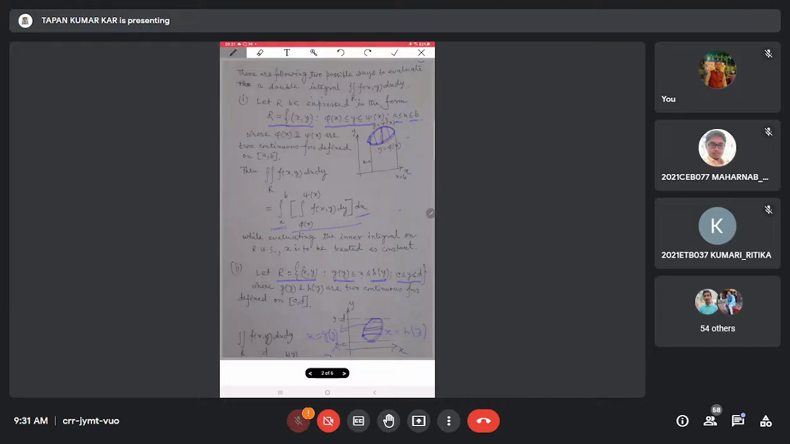So in this type of integral, we have to first evaluate the variable limit. Since y varies from phi x to psi x, first we will evaluate this one, then x, because the limit of x is constant, a to b. Otherwise, you will not get the limit of this function. Similarly, in case two, first you have to evaluate.